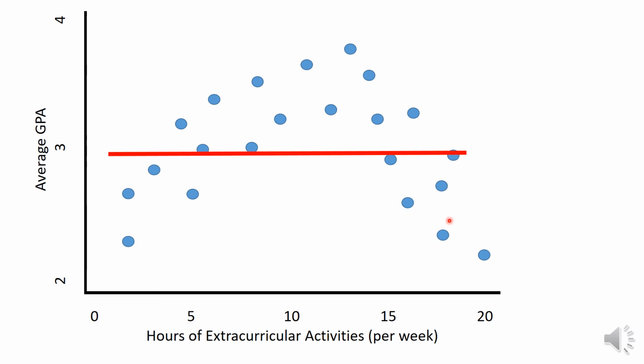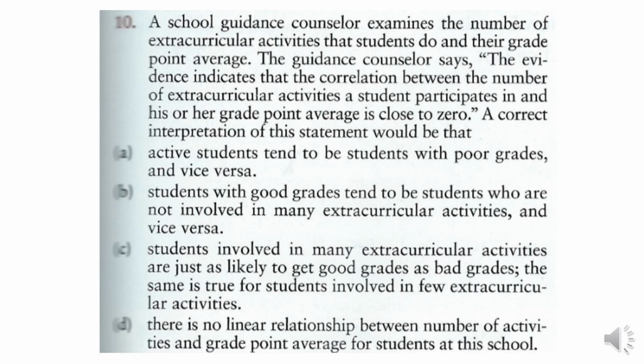And so if you were to try and calculate a correlation, you would get a correlation of around 0 in this case. Correlation really only tells you if there's a linear relationship. So all that is just to say that the correct answer is D. There is no linear relationship between the number of activities and grade point average for students at this school. And to put that in context, those who have a lot of extracurricular activities are no more likely to make high grades than those who have very little extracurricular activity.